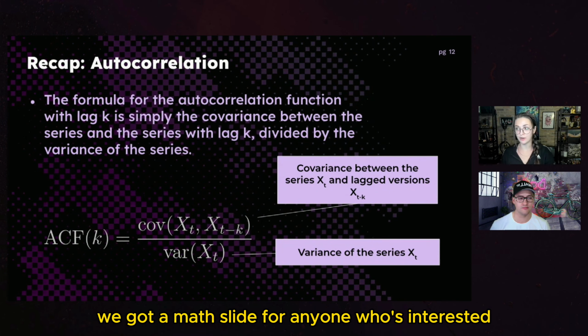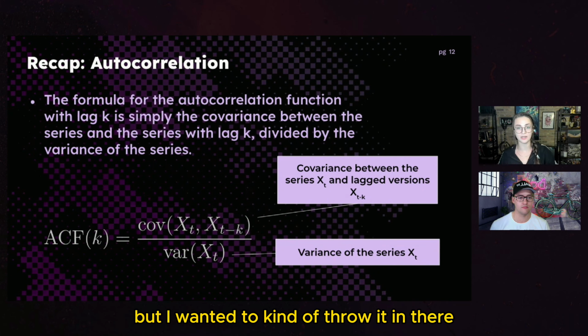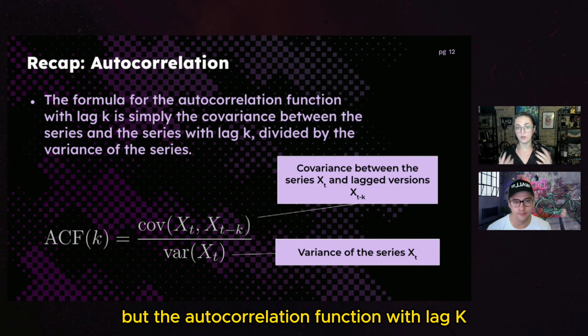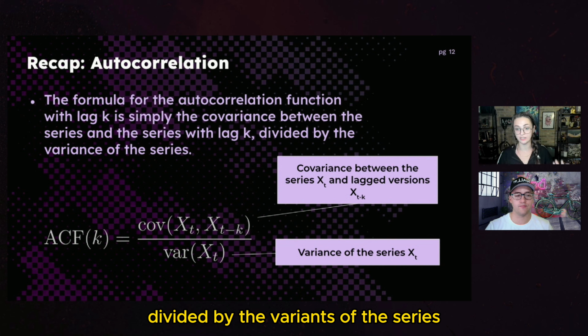We've got a math slide for anyone who's interested. You don't really need to understand what this means to understand how to use it, but I wanted to throw it in there for completeness. The autocorrelation function with lag k is simply the covariance between a series and a lagged version of itself divided by the variance of the series.